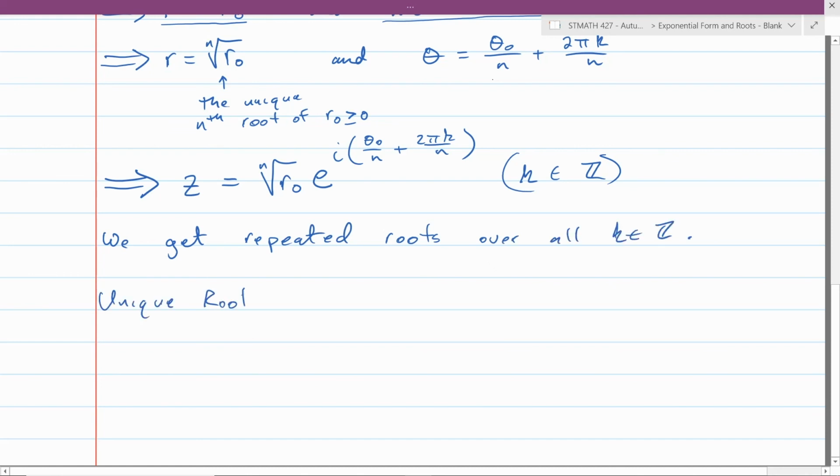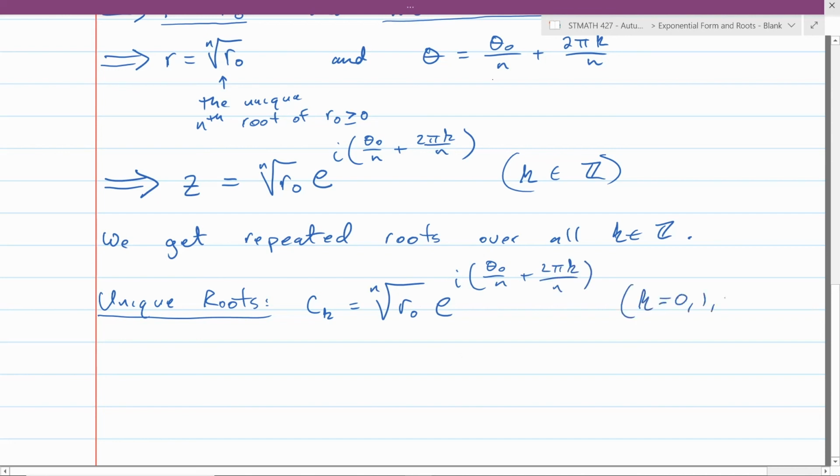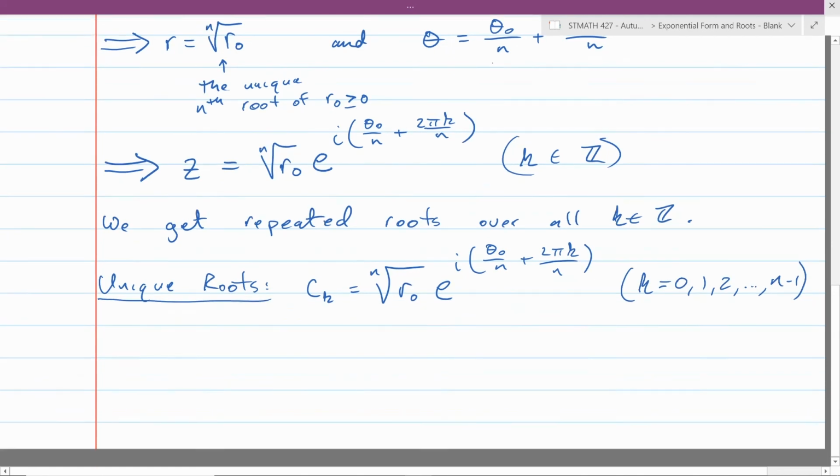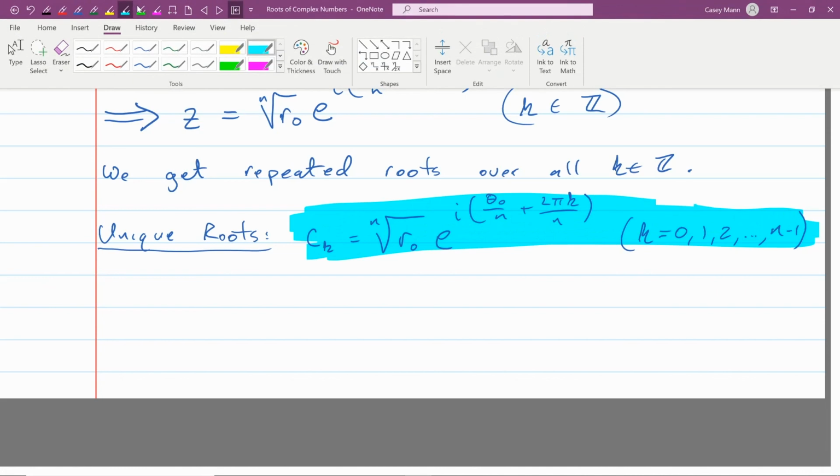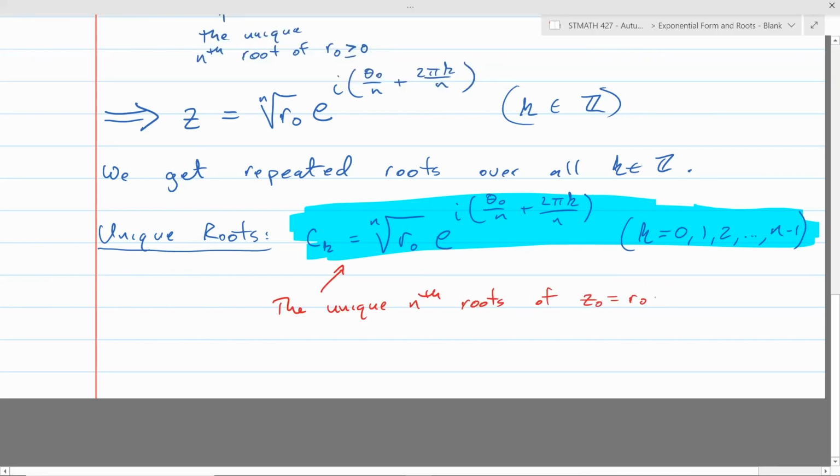So the unique ones are just these: c sub k equals the nth root of r naught times e raised to the i times theta naught over n plus 2 pi k over n, where k is equal to 0, 1, 2, all the way up to n minus 1. By the time that you get to n, you get a repeat, and then n plus 1 would be a repeat of something that you had previously. So these are the nth roots of z naught, which is r naught e to the i theta naught. And c0 is the principal nth root.